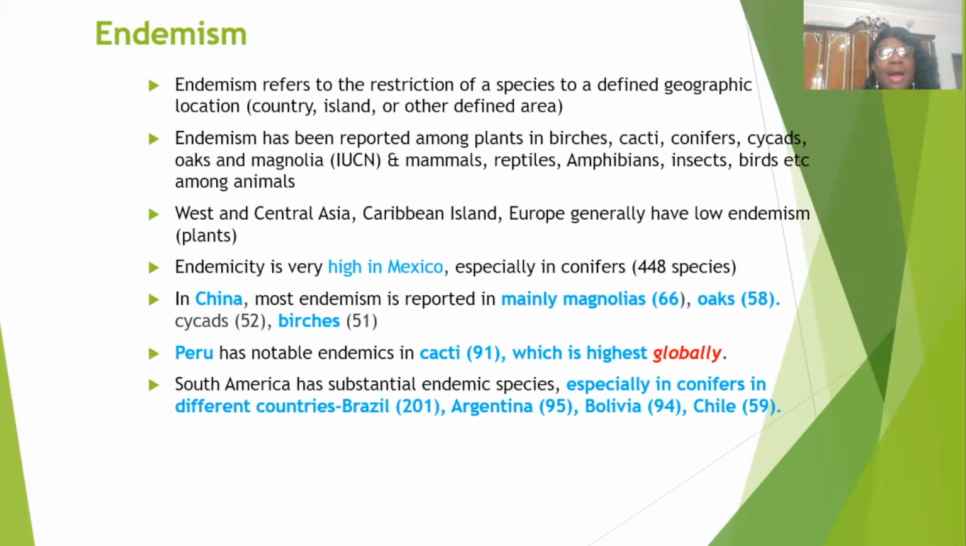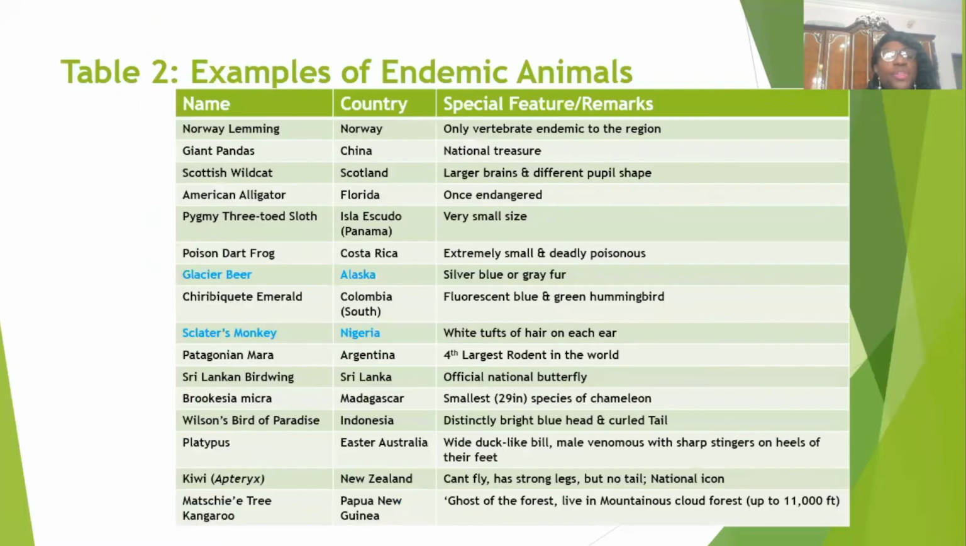Endemism is very high in Mexico, especially in conifers, with 448 species. In China, most endemicity is reported in magnolia, mainly 66, some oaks 58, cycads 52, birches 51. Peru has notable endemics in cacti, 91, and this is the highest globally. South America has substantial endemic species, especially in conifers, in different countries: Brazil 201, Argentina 95, Bolivia 94, Chile 58.